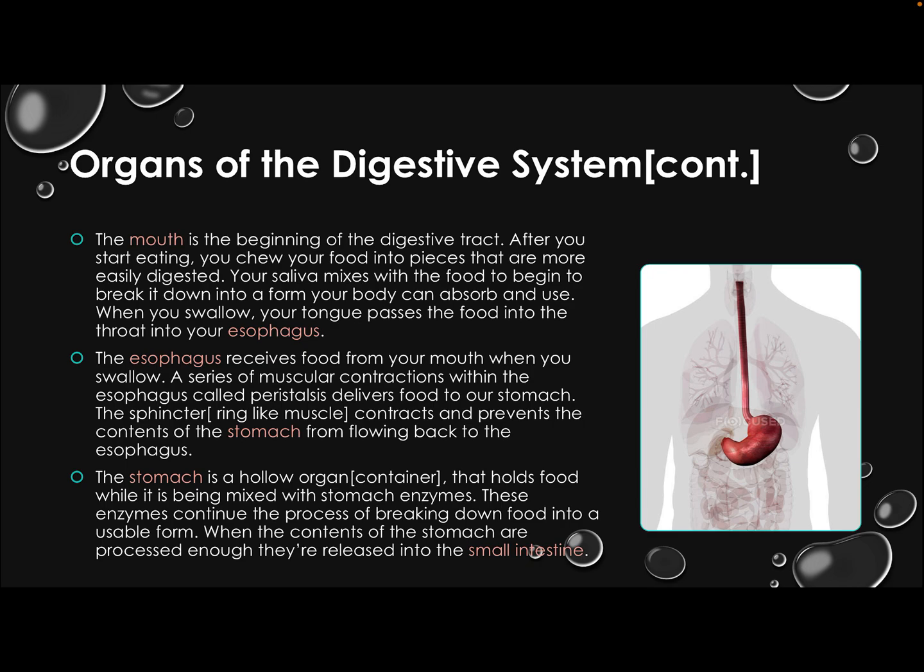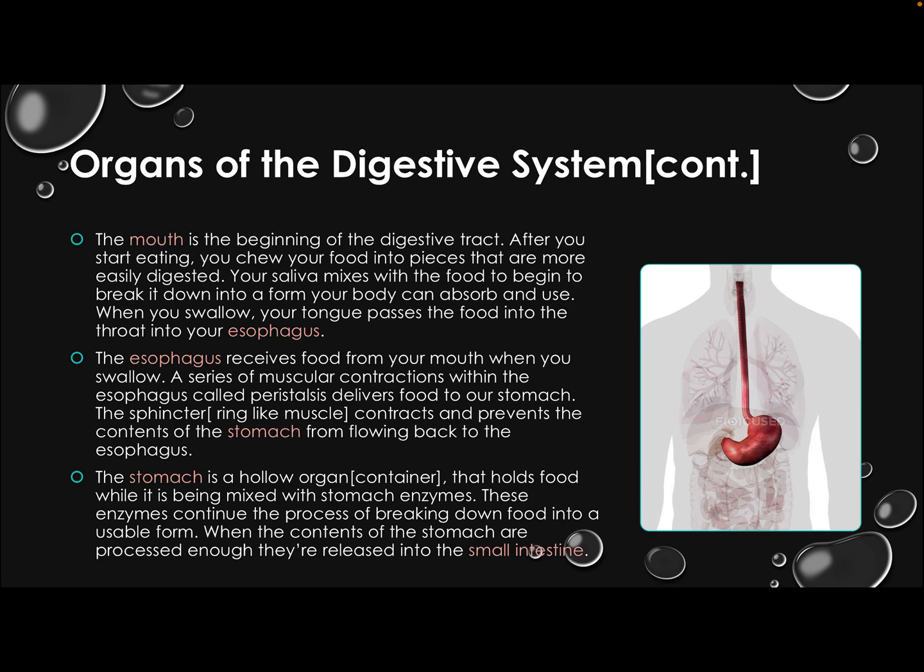The esophagus receives food from your mouth when you swallow, and a series of muscular contractions within the esophagus, called peristalsis, delivers food to our stomach. The sphincter, which is a ring-like muscle, contracts and prevents the contents of the stomach from flowing back into the esophagus.